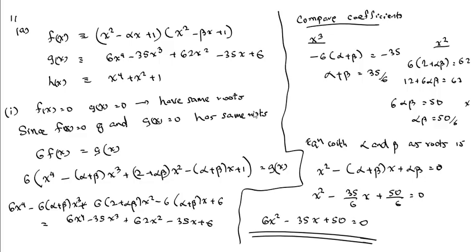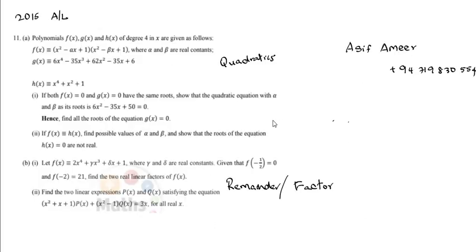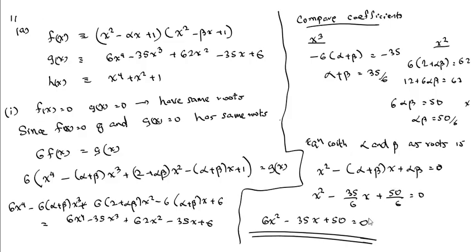Okay, now if you read the next question, they are asking you to, hence, which means this is interconnected to the previous part, find all the roots of the equation g(x) equals 0. So the first thing we need to do is find this alpha and beta. Now alpha and beta are the roots of this equation. This is a quadratic equation, which means you have only two roots. So if you find the roots of this equation, these would be equal to alpha and beta.